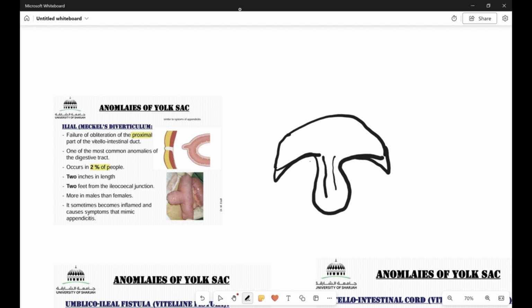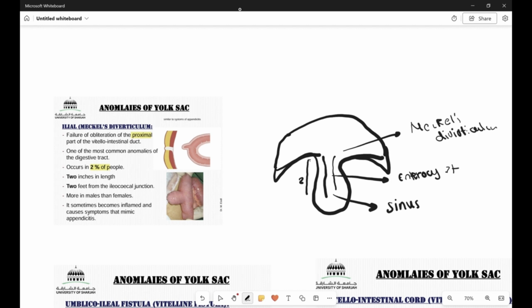2 kinds are about the failure of the obliteration of the entire duct. That's 2. The proximal part, that's 1, gives the Meckel's diverticulum. The medial part, failure of obliteration, gives us a vitelline cyst, and the distal part gives us a cyst or polyp, or just a sinus more accurately. So sinus, vitelline cyst, Meckel's diverticulum, and either the fibrous cord or the vitelline fistula.